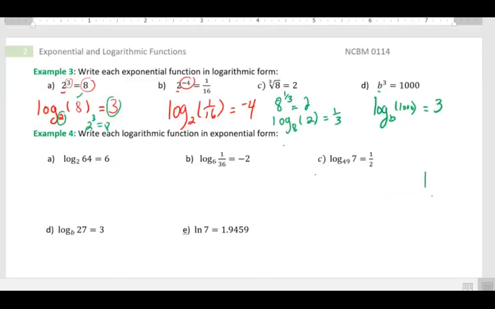Okay, the next one, write each log in exponential form. So your base here is a 2, so I'm going to write my 2. And then the log is equal to the exponent, so that means that 6 is your exponent.